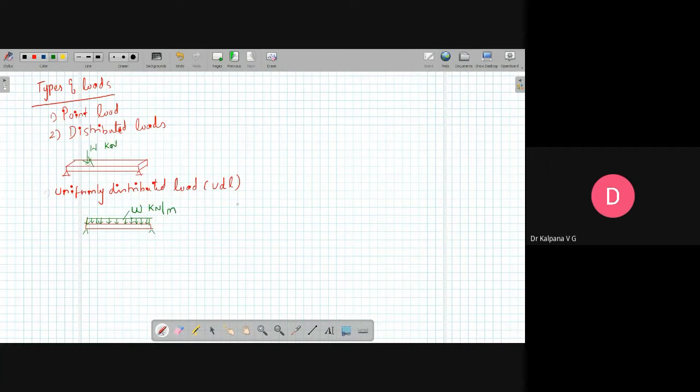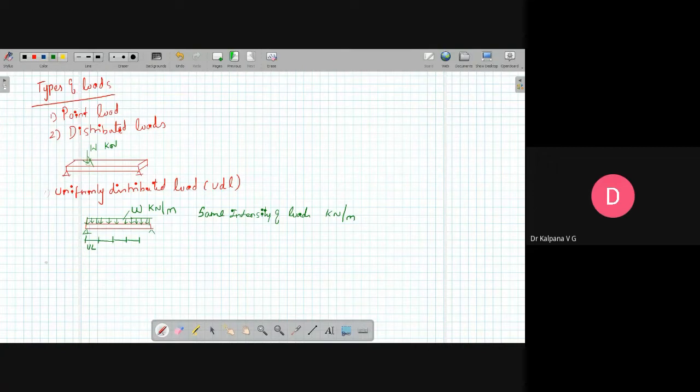So what does uniformly distributed load mean? If you consider any 1 meter length of the beam, each unit length of the beam is subjected to same intensity of loading. That is why it is kilonewton per meter. Each and every unit length of the beam is subjected to same intensity. That is why uniformly distributed load throughout the length of the beam or over a particular length of the beam, if the UDL is applied, means each unit length is subjected to same intensity of w kilonewton. That is what uniformly distributed load.